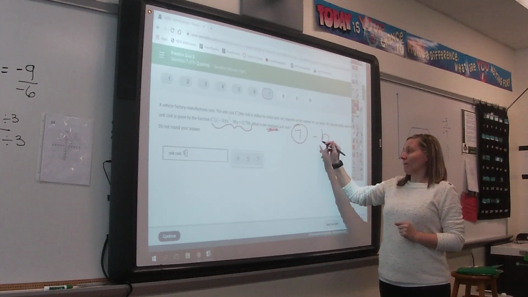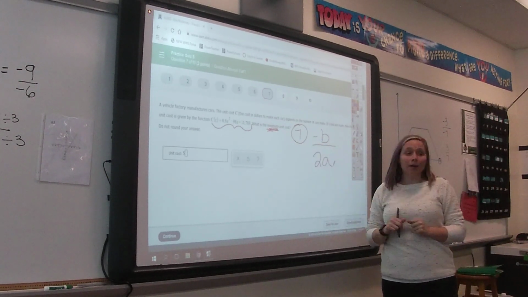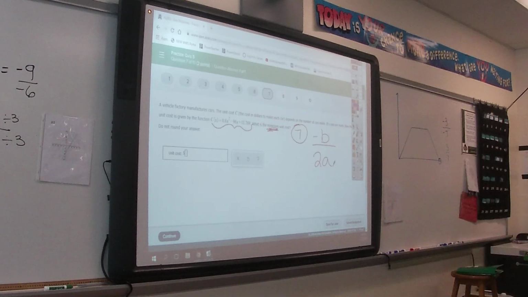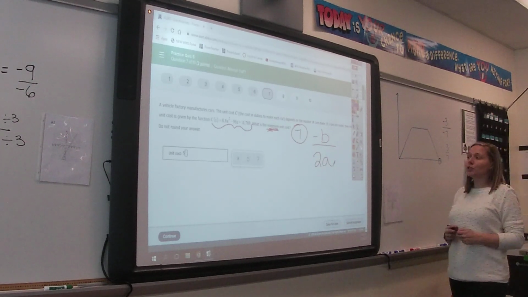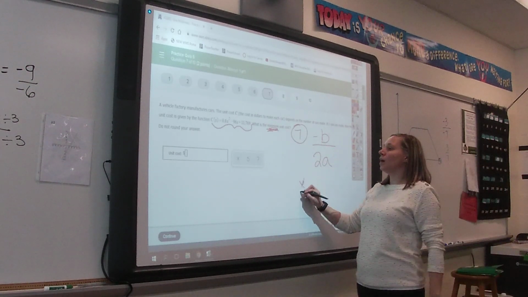Number 7, you should be doing negative b over 2a. The equation is given to you. All you have to do is do negative b over 2a and then plug it back in.